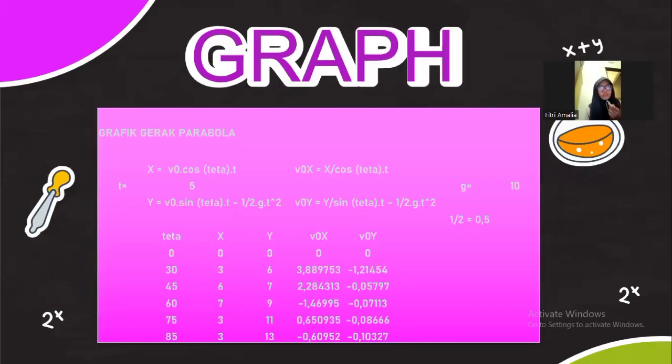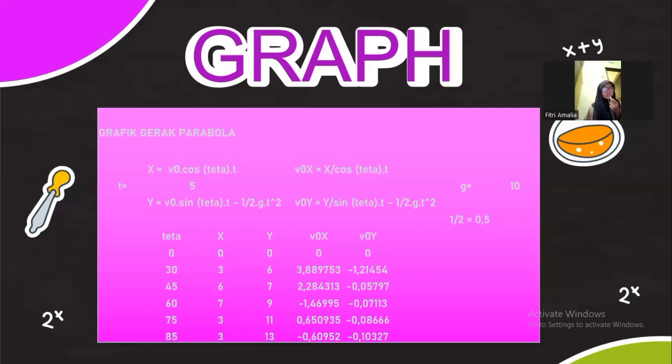Next is about a graph. For the graph from parabolic motion, the formula of x is equal to v0 times cos theta times t, and to calculate v0x, it is x over cos theta times t. Then for y, it is v0 times sin theta times t minus a half times g times t squared. To calculate v0y, it is y over sin theta times t minus a half times g times t squared. I assume the value of t is 5 seconds.